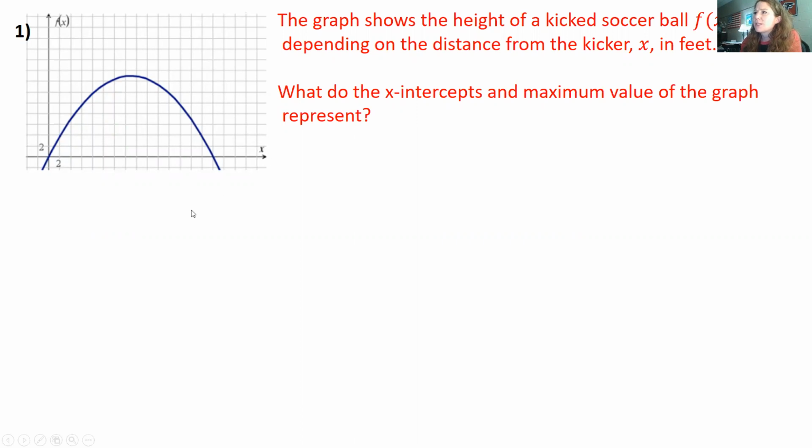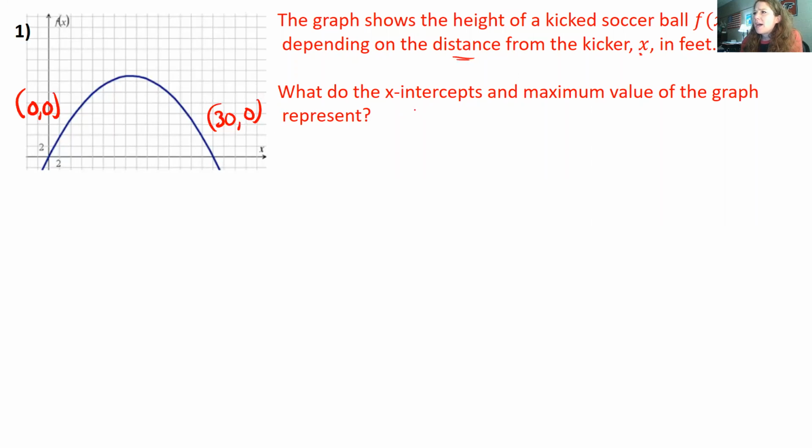It says the graph shows the height of a kicked soccer ball in feet depending on the distance from the kicker. So that's our x-axis, the distance from the kicker. What do the x-intercepts and maximum value of the graph represent? All right, so we have two x-intercepts. We have the first one over here at 0, 0, and then one at about 30, 0. Okay, so x represents the distance from the kicker. So what do these two x-intercepts mean? Well, it means when the ball was on the ground.